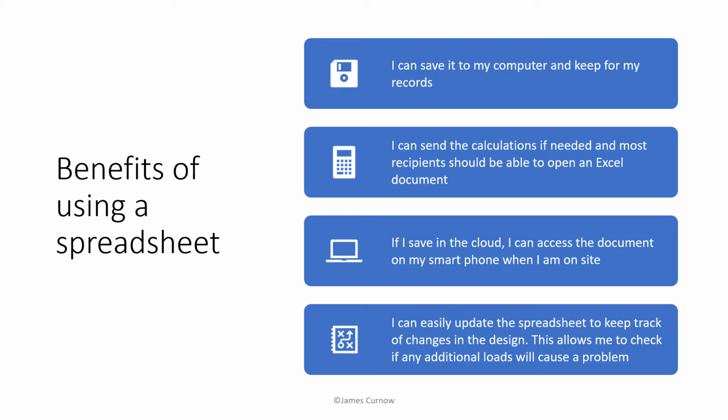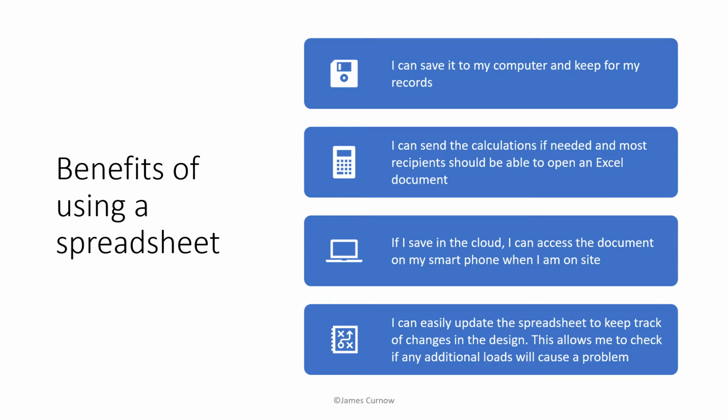So there are a few benefits of using a spreadsheet to calculate maximum demand, and the first one is that I can save it to my computer and keep for my records for the future. I can add it to an electrical certificate if I really wanted to, but just to have that record there I find really helpful. Also, I can send the calculations if I need to, and most recipients should be able to open an Excel file.